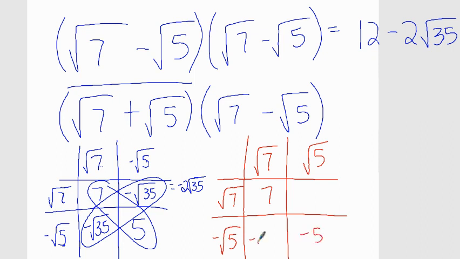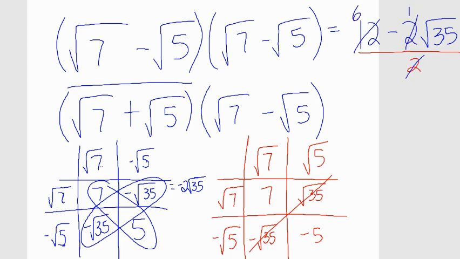And I get negative root 35 here and root 35 here. And remember, this creates the property that when we're multiplying by the conjugate, this diagonal should cancel out. Okay, and we just get 7 minus 5, that's over 2. And notice we have a 2. We can cancel it out of all of these. So our final answer is just 6 minus root 35.